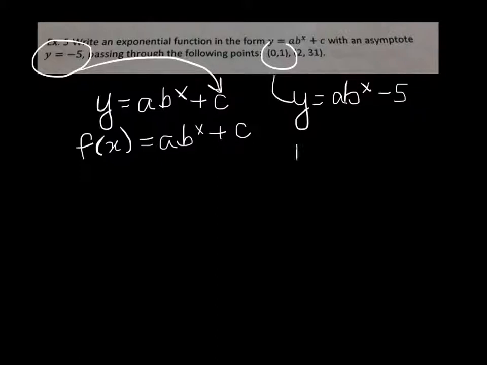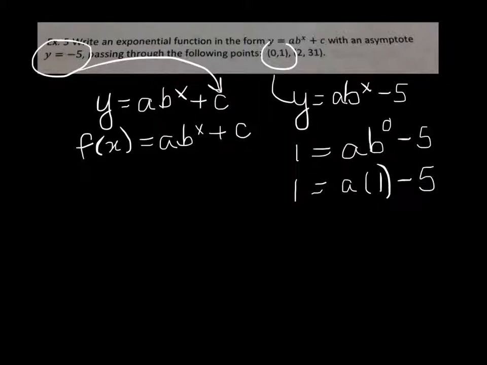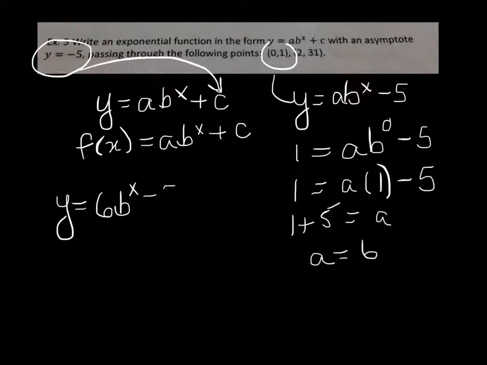So y is 1. I don't know a. I don't know b. X is 0, and subtract 5. Well, I know b to the 0, of course, is 1. I shouldn't say of course, but we do know it's 1. And subtract 5. So if I bring the -5 over, 1 plus 5 equals a. A is 6. So let's continue to write what we know. Y equals 6 b to the x minus 5.